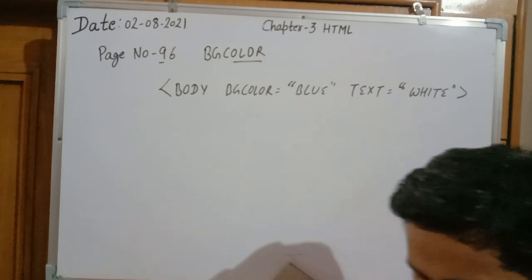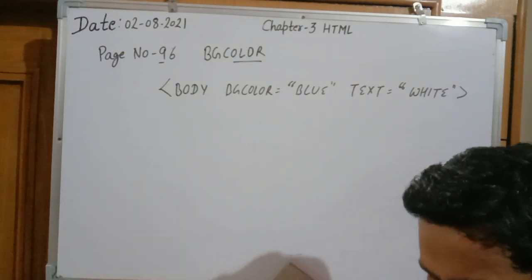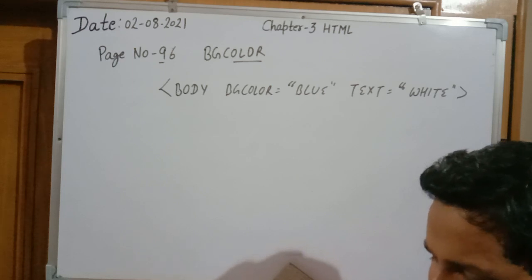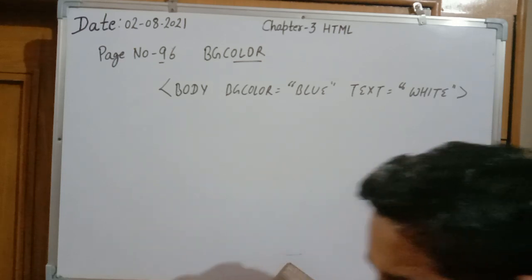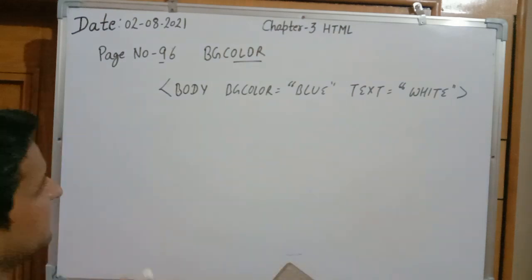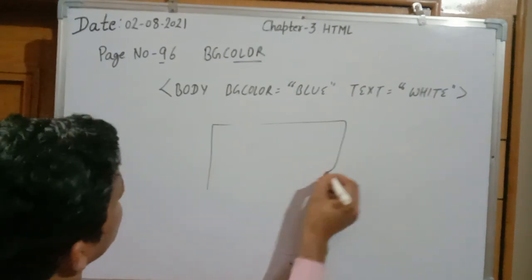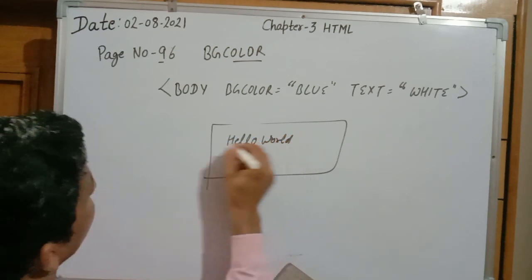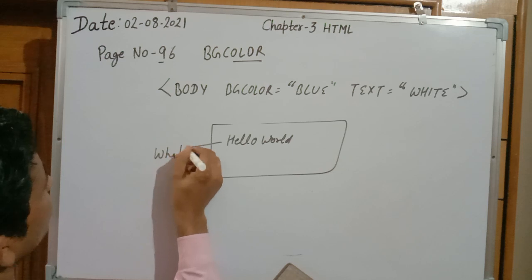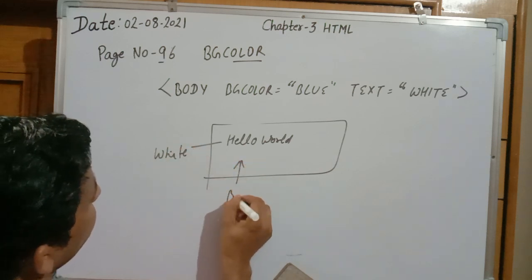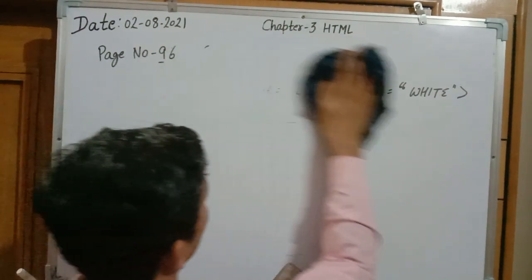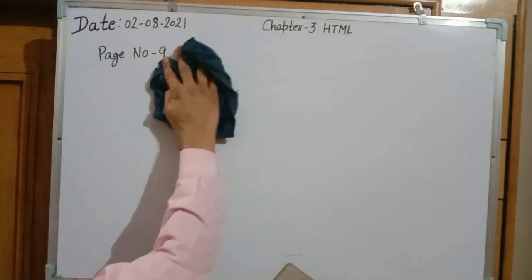So the output will be displayed like on page number 96. Hello world will be displayed in white color, and your background color, it means the background of the page, will be blue. Here it is written hello world, it is of white color, and that area will be of blue color. This is the output of page number 96, second program. Now come to the next program.